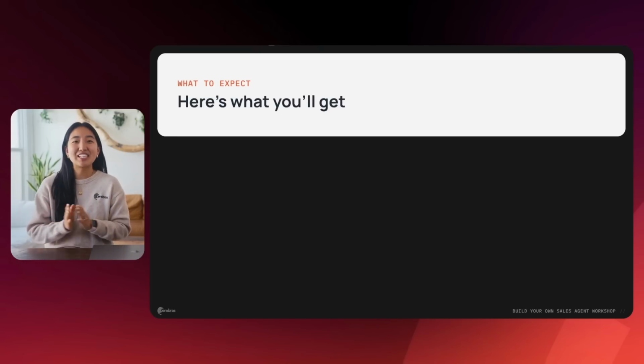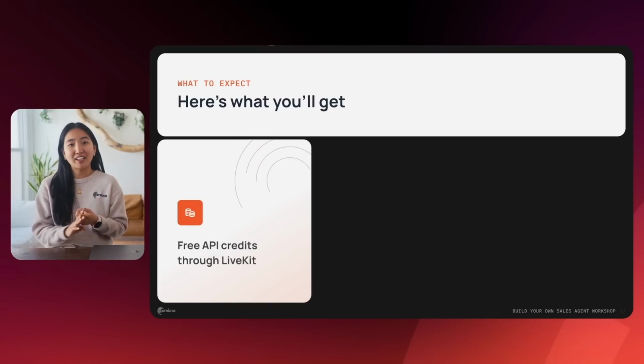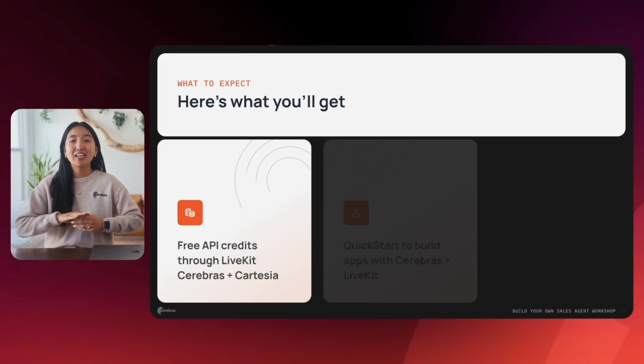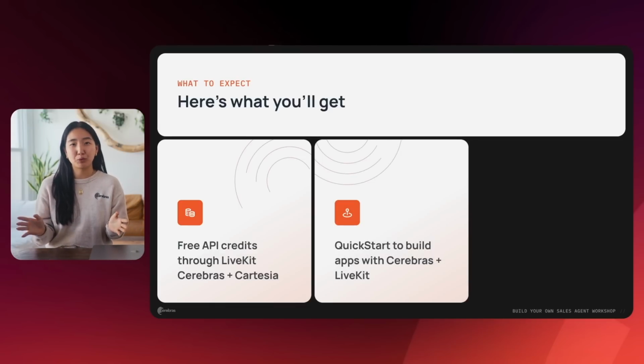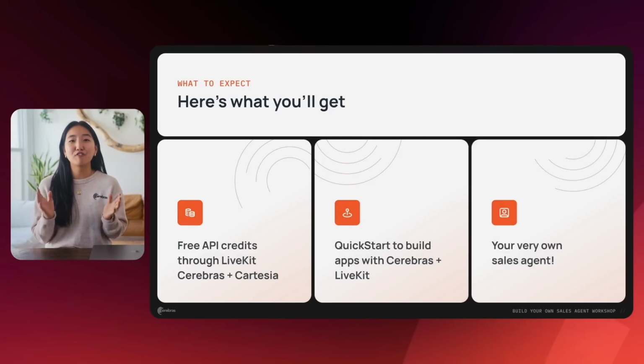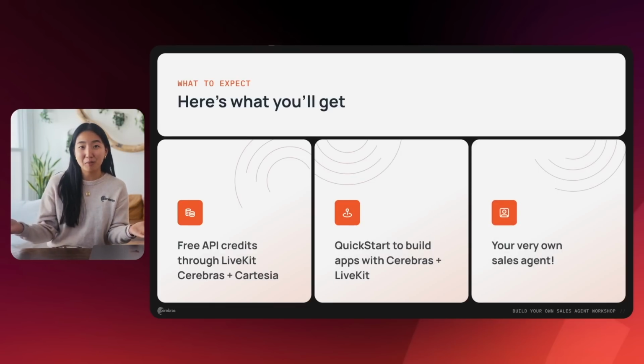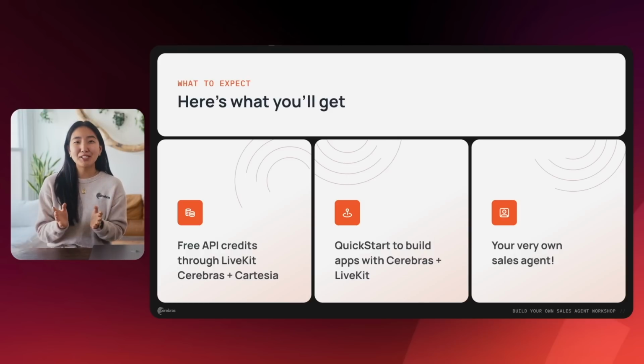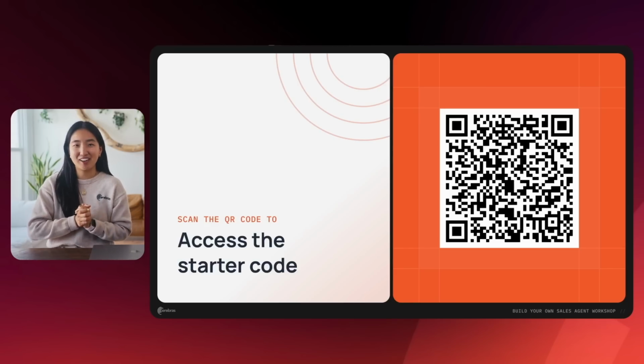Before we get started, let's go over what you'll get out of this workshop. Free API credits for LiveKit, Cerebras, and Cartesia, a complete quick start guide to build apps with our technologies, and your very own functional sales agent that you can customize. Before we dive in, please make sure you have the notebook open. If you haven't already, go ahead and click on the Colab link we shared. Let me start by showing you what we're building toward.